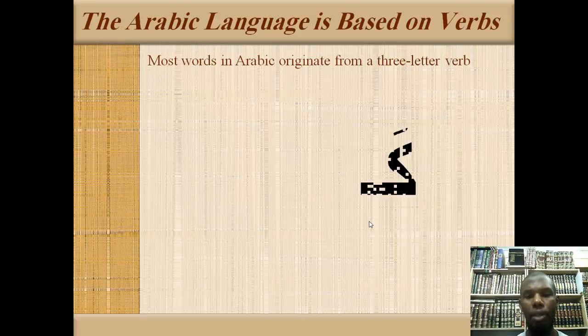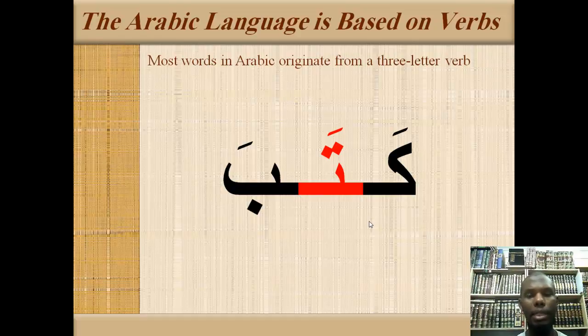We'll give you an example here. We have ketaba. Ketaba is a common 3-letter Arabic past tense verb. You can see it has 3 letters there, the kaf, the ta, and the ba. Ketaba would literally translate into 'he wrote.'